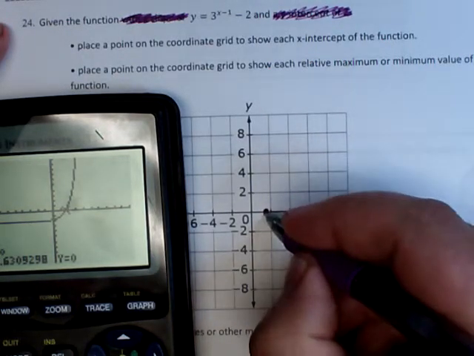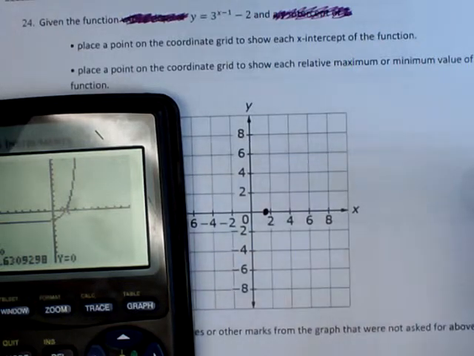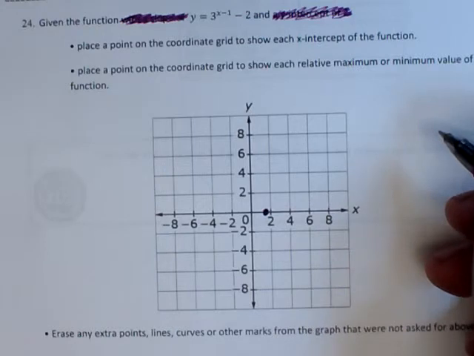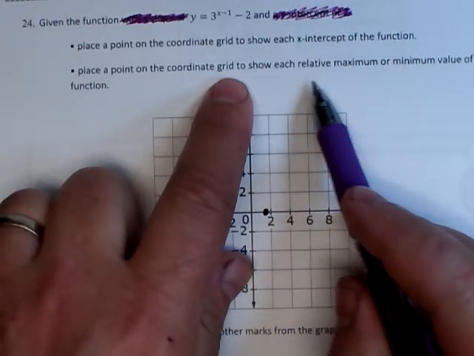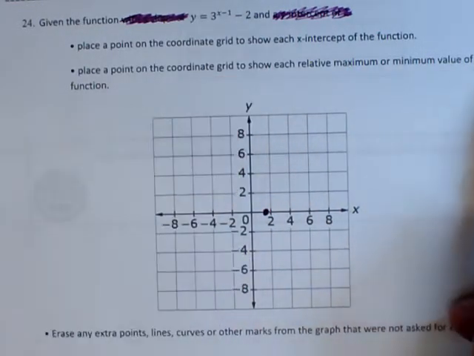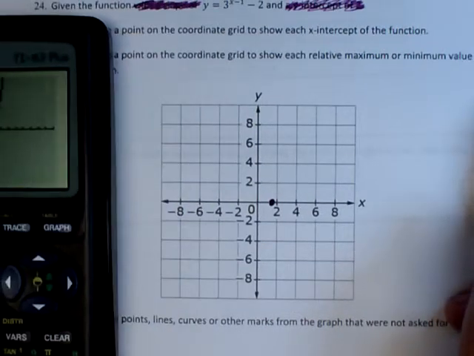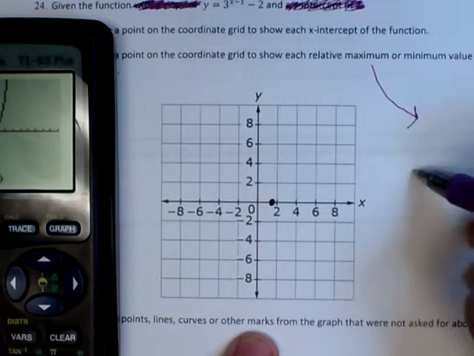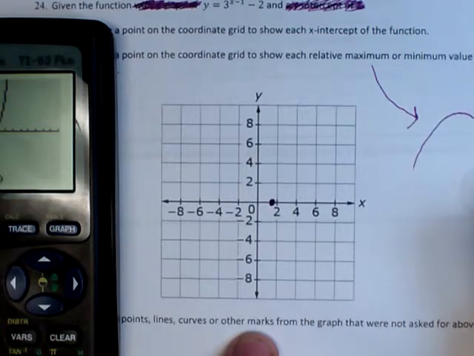So it's only asking for a point. It's not asking me for the graph of the function. It's not asking me for the curve. Place a point on the grid to show each relative maximum or minimum value of the function. Well, a maximum would be if the curve went like this, came to a top, and then went back down.